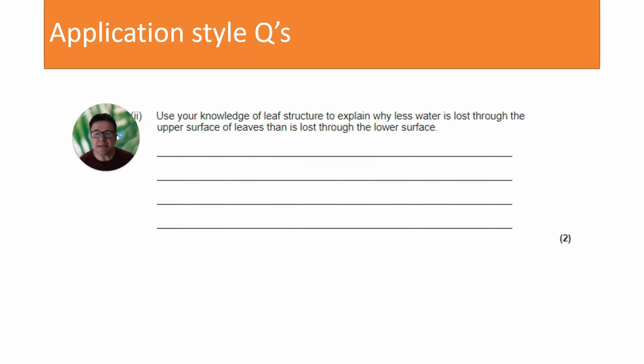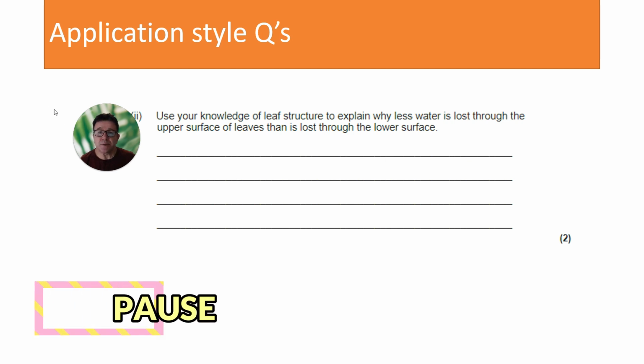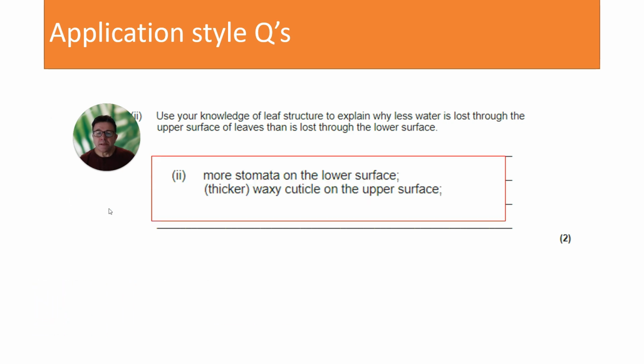Next question, it says use your knowledge of leaf structure to explain why less water is lost through the upper surface of leaves than is lost through the lower surface. So again, please do pause and have a go. So, as I said earlier, more stomata are found on the lower surface, and on the upper surface there is a thicker waxy cuticle. So this is an impermeable layer that stops water evaporating.